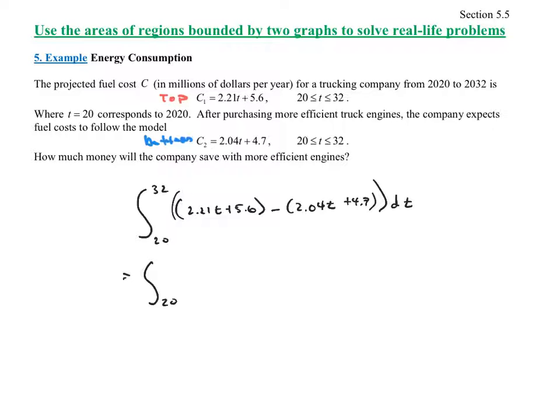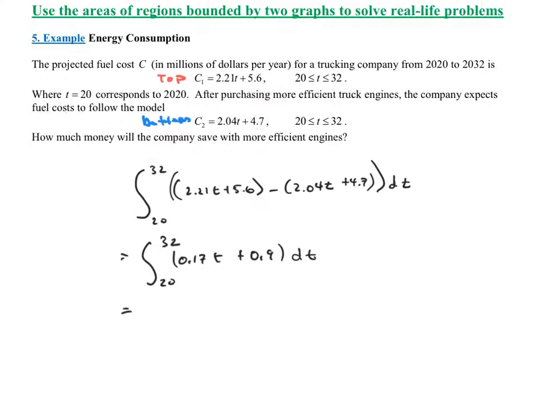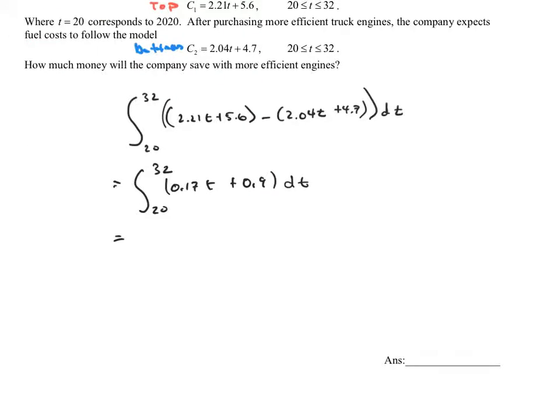This is going to be the integral from 20 to 32. Go ahead and in your calculators do 2.21 minus 2.04. I'm getting 0.17T, and then do 5.6 minus 4.7. I'm getting plus 0.9, and this is with respect to T. So now I can go ahead and integrate and then evaluate it at the limits of integration.